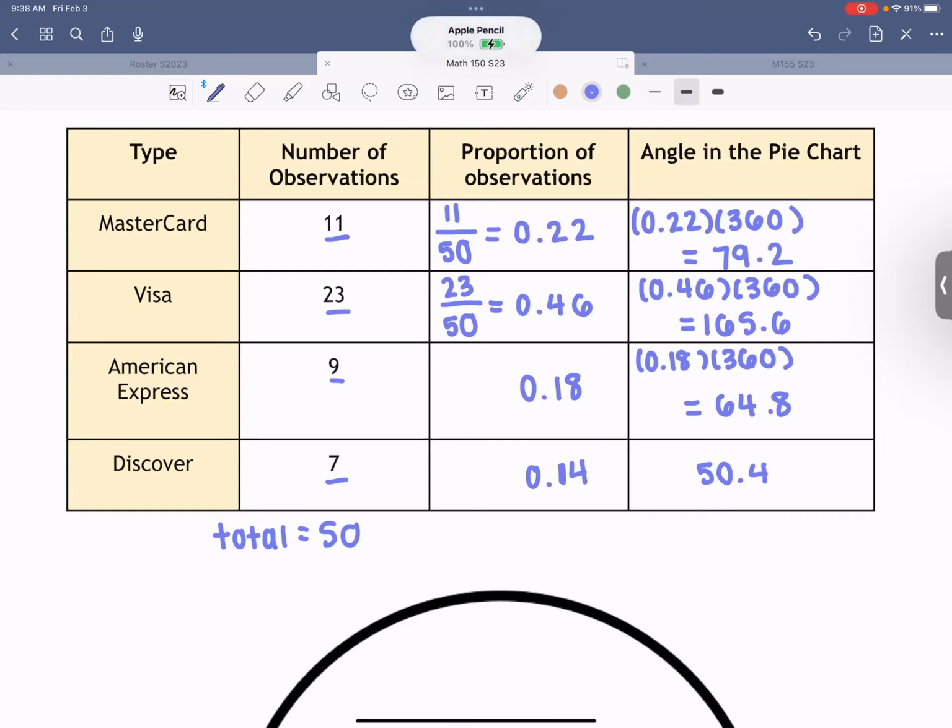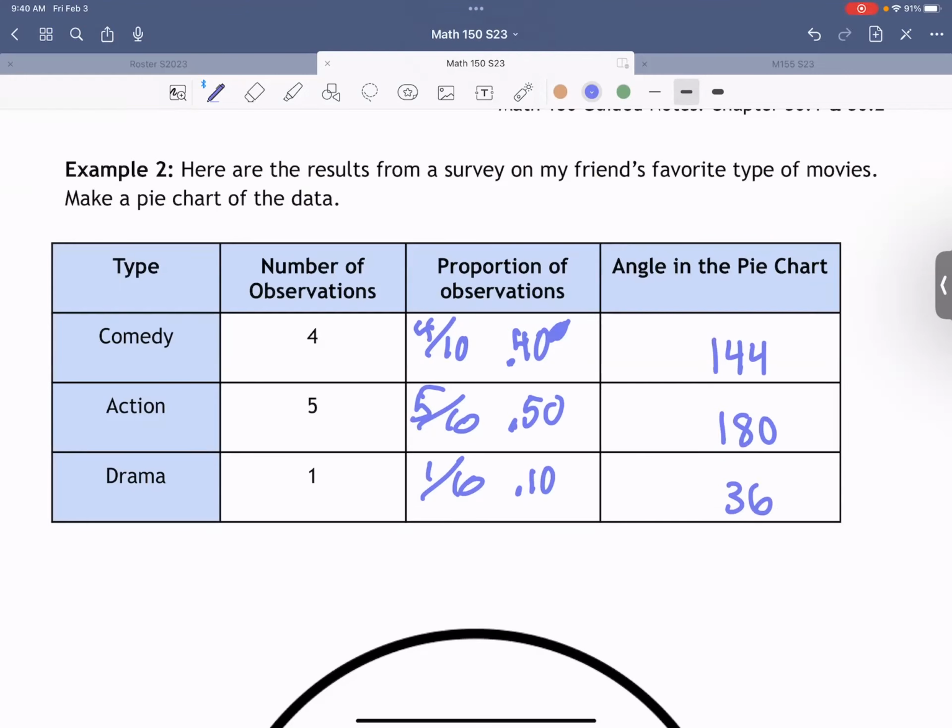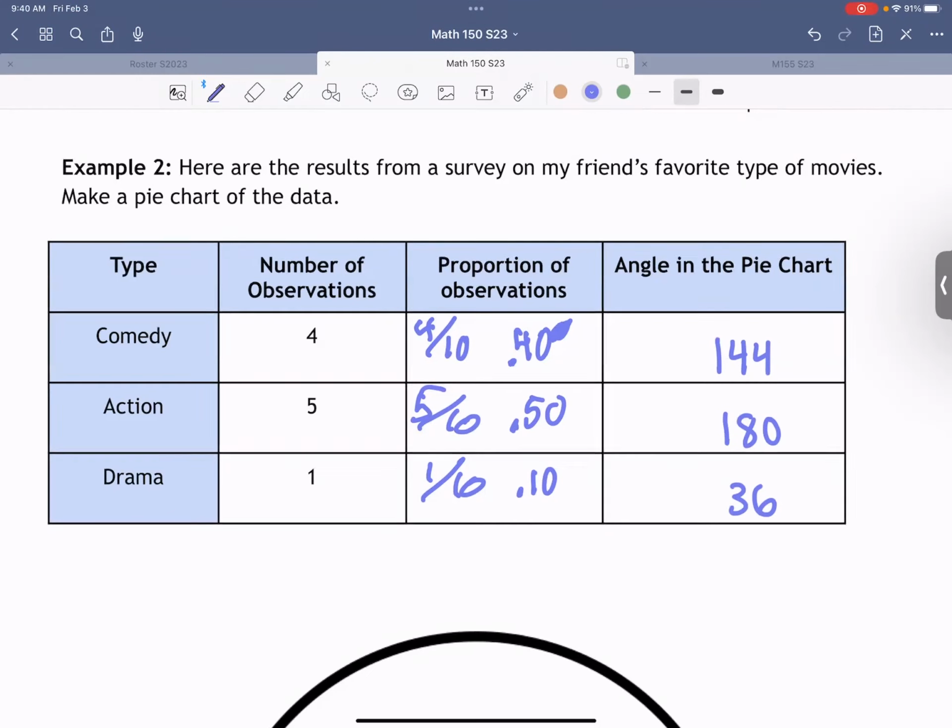If you flip the page, we have another example very similar to your homework. We have results on a survey of my friends' favorite types of movies. I'll give you a couple minutes to work on this. You can work together if you'd like, or by yourself if that's what you would like this Friday. Why don't you spend a little bit of time just filling out the chart and we'll come back in a little bit.